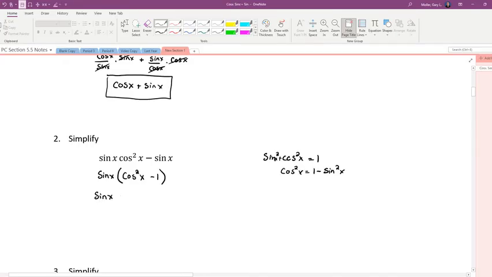So I have sine of x times, and then cosine squared becomes 1 minus sine squared, minus 1. And the 1's cancel, so it looks like I get sine x times negative sine squared x, which is negative sine cubed x. That seems pretty simple. Simplified, at least. Be careful when you see this cosine squared minus 1. Some of you might be instinctively thinking, oh, that's sine squared. But make sure you really think it through, because that is not sine squared. All right, let's keep going.